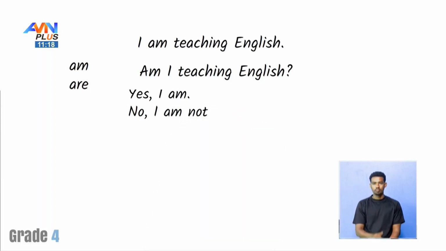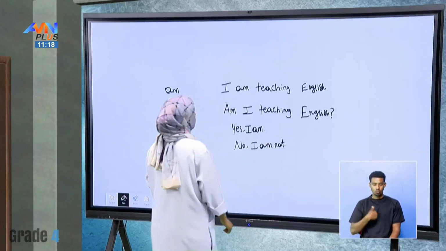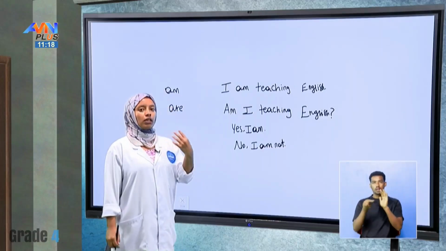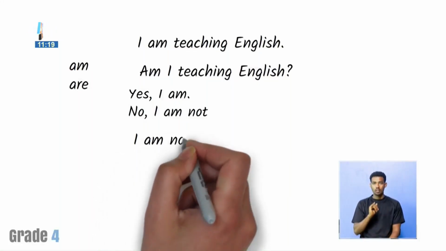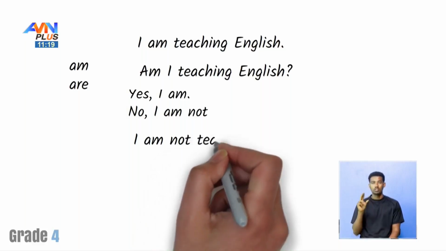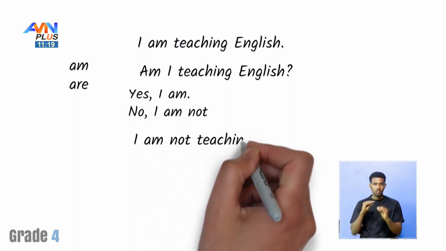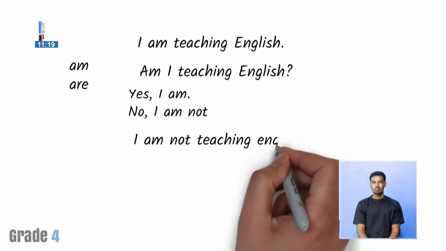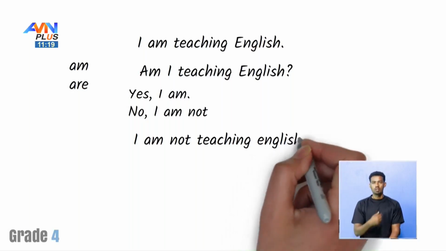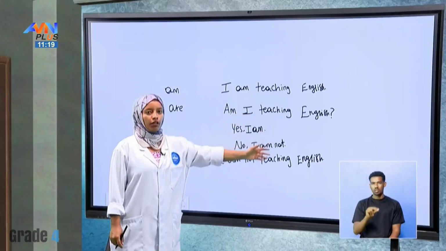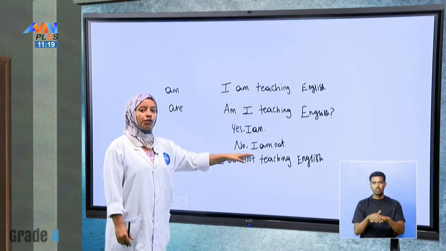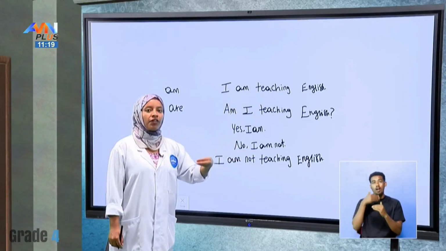And also, here is how we can make a negative easily. I am not teaching English. I'm not teaching English. Just by adding not after the verb to be.